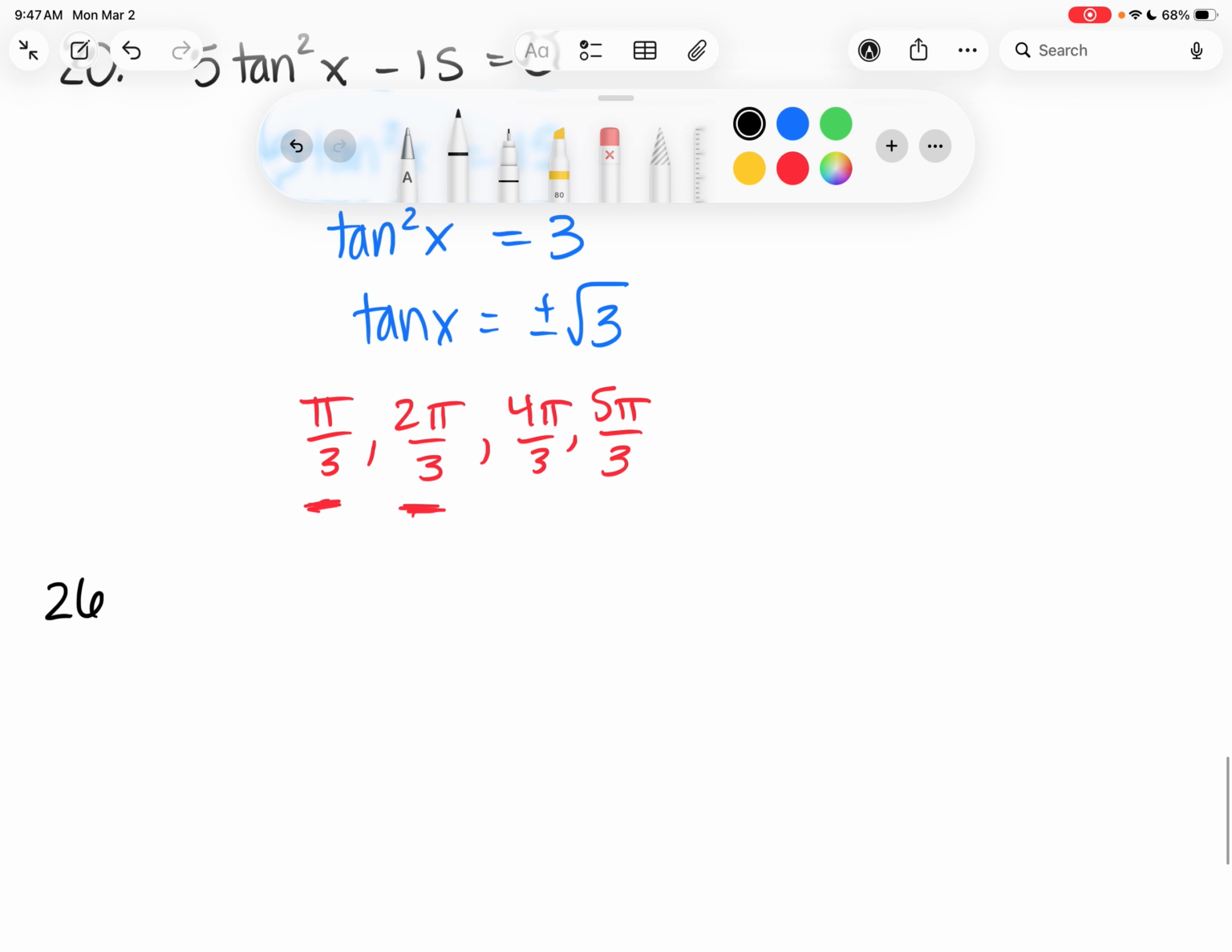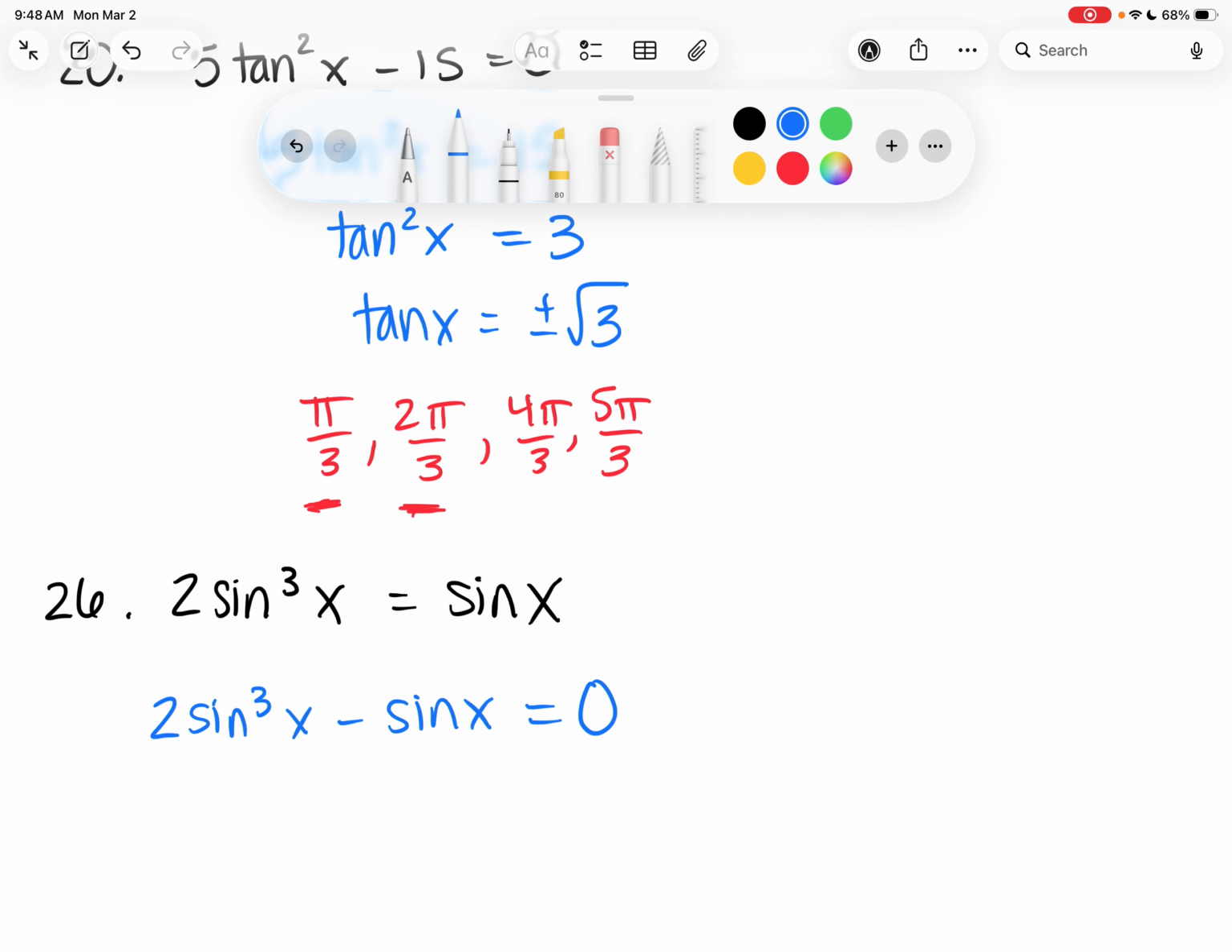Okay, 26. We've got 2 sine cubed of x is equal to the sine of x. So this is one where if it was a specific solution, I would definitely be checking it because I see that there's a trig function on both sides. That's one that's, to me, more likely to be a red flag that I could have an extraneous solution. So what I would do to solve this one is move this sine of x over to this side. So I would have 2 sine cubed of x minus sine of x equals 0.